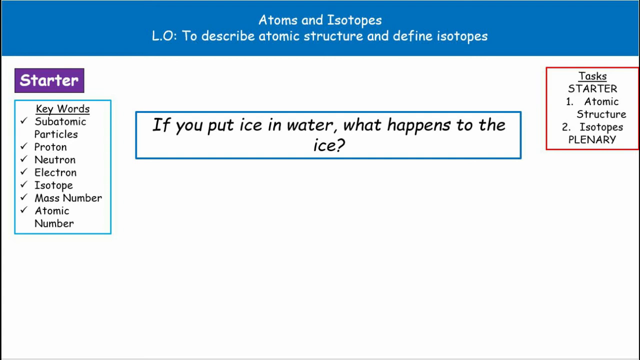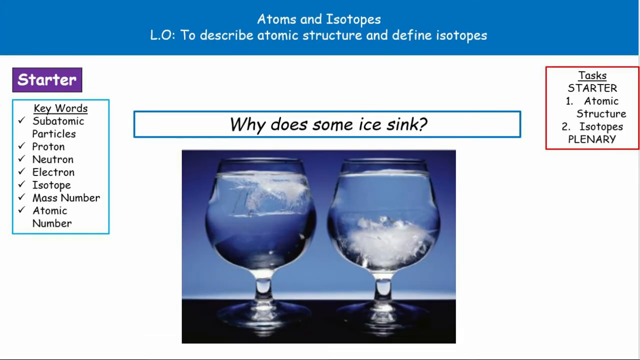Now, what I'm guessing you've written down is that the ice floats. If you got that, give yourself a tick at this point. However, it's not quite as simple as that. What we can see in the picture on your screen at the moment is the glass on the left, where we've got some ice floating, as we would expect. But in the glass on the right, we still have ice that's still made of H2O, but it's sunk.